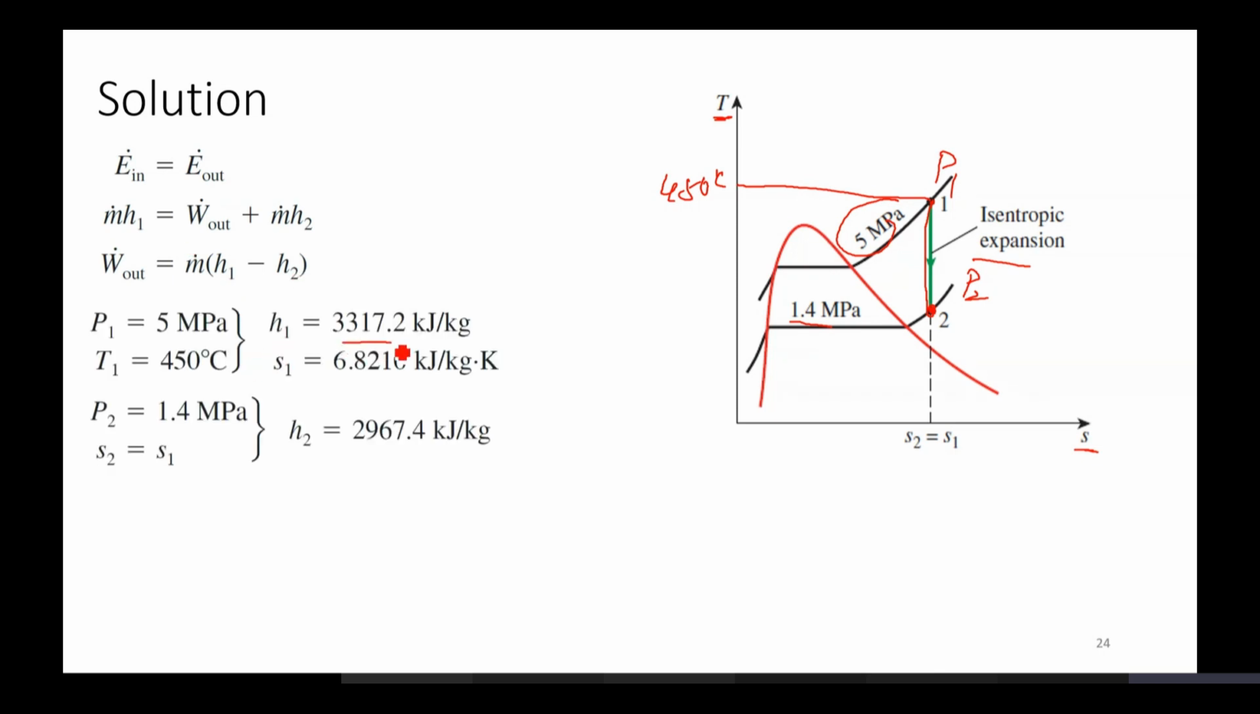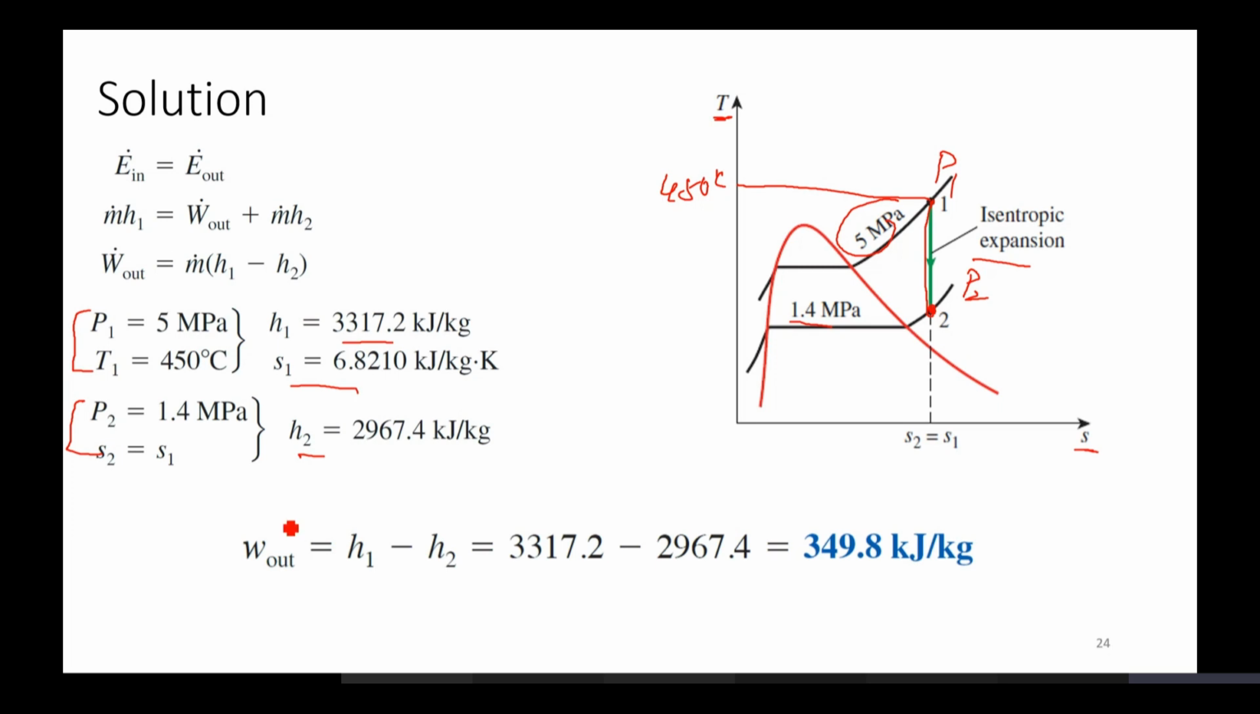You know H1 and S1 from these two conditions, H2 from these two conditions, and your work out is essentially H1 minus H2. This would give you the work out of your turbine. This is the maximum possible work out that you can get out of the turbine. Actual work would always be less than this work for these conditions, from 5 megapascal and 450 degrees centigrade to 1.4 megapascal. Is this clear to you?